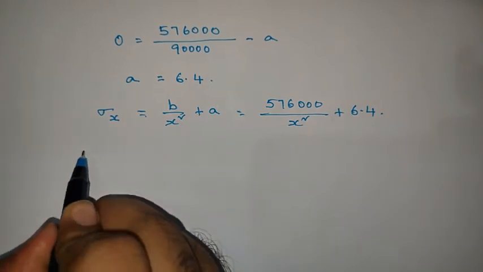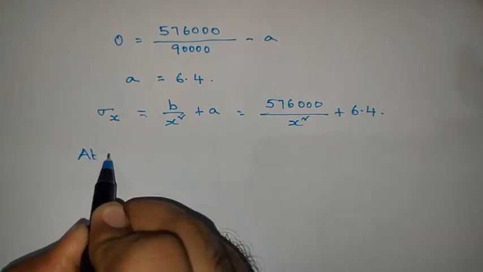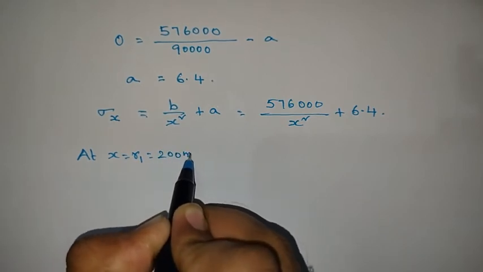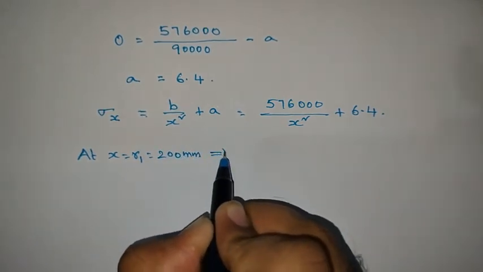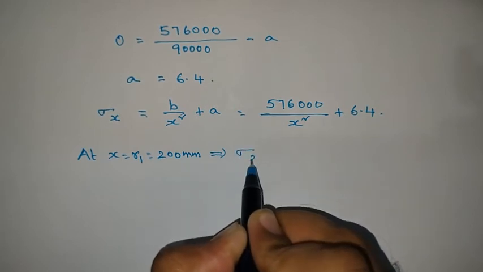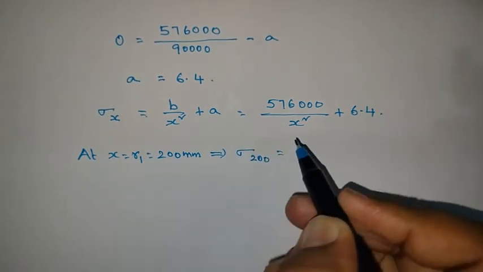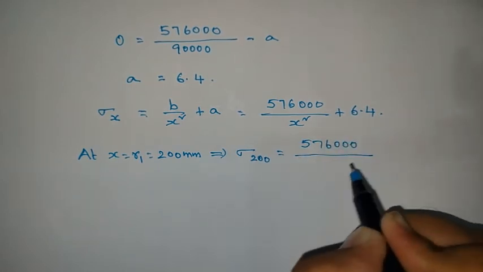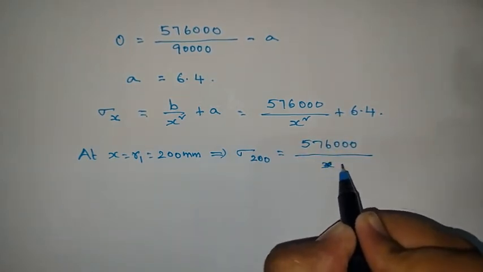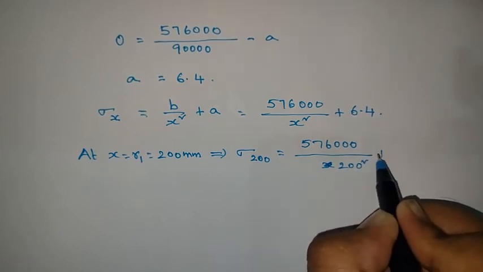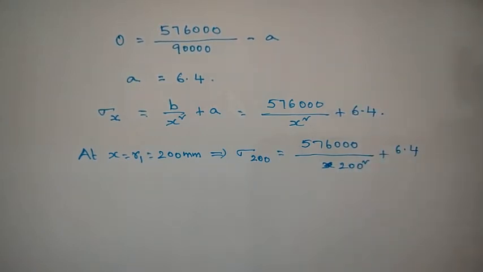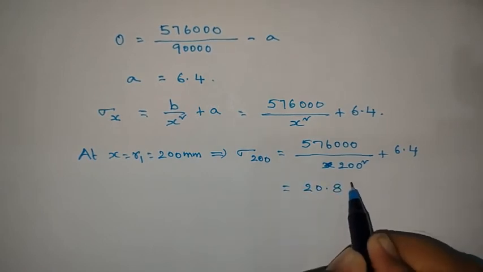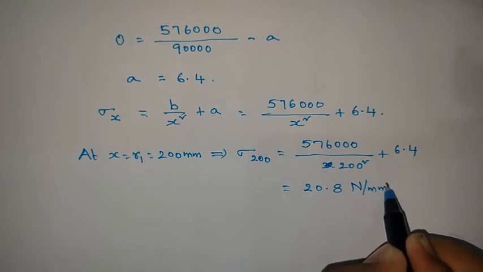So at inner radius at x equals to r1, that is 200 mm. So the value of stress is sigma at 200 is equal to 576000 by x square, x value is 200 square, plus 6.4. So you will get stress value as 20.8 Newton per mm square.